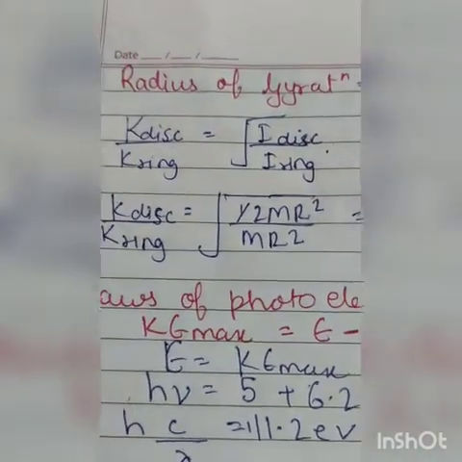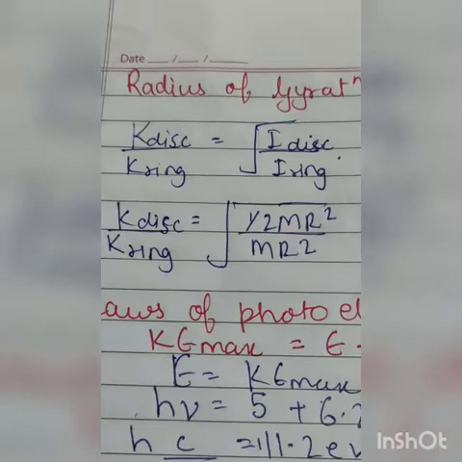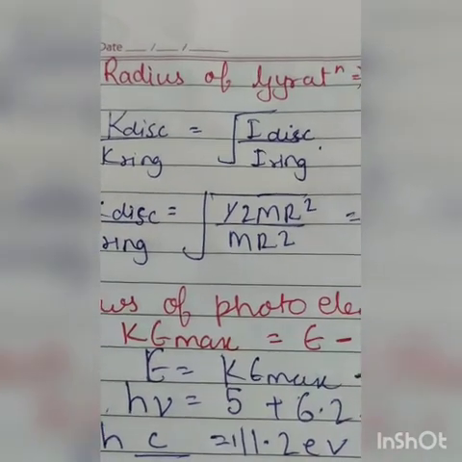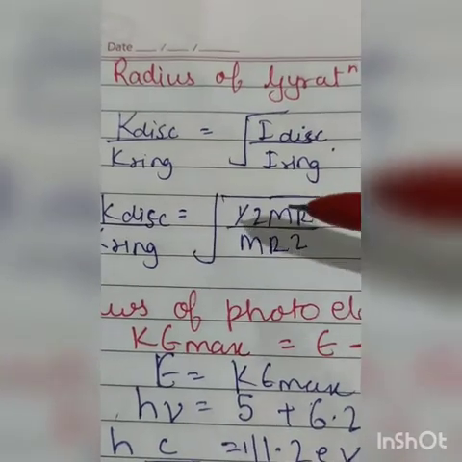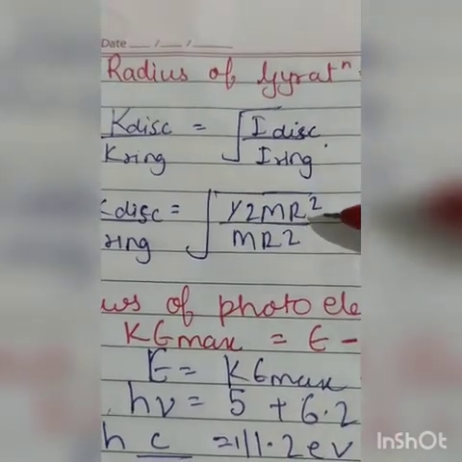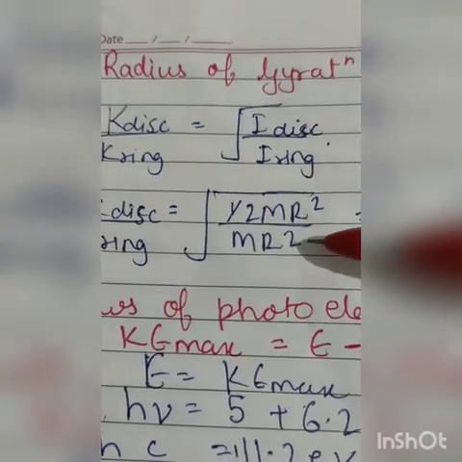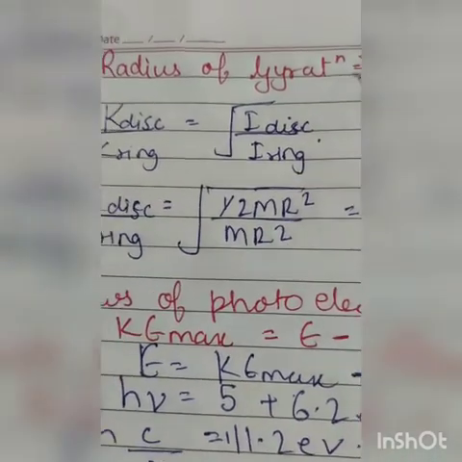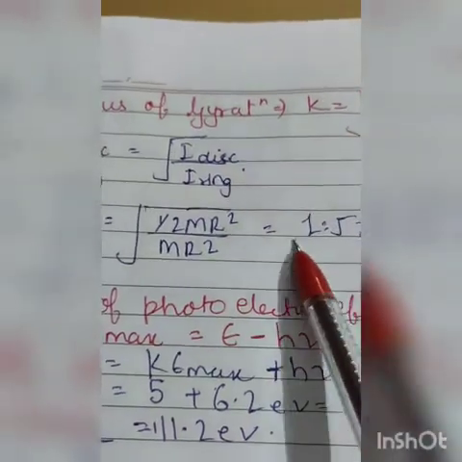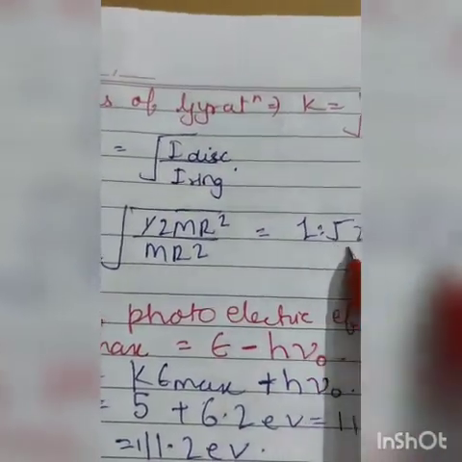We have just removed m because mass and radius are the same for both disc and ring. So K disc by K ring is equal to half mr square, which is the moment of inertia of disc, and the moment of inertia of ring, which is mr square. So our correct ratio will be 1 is to root 2. So here our correct option is 1 is to root 2.